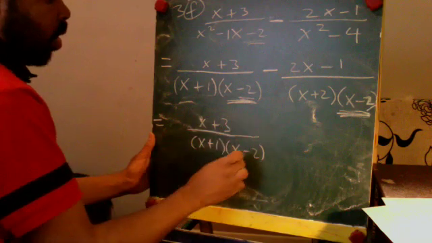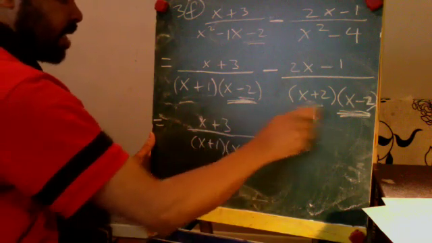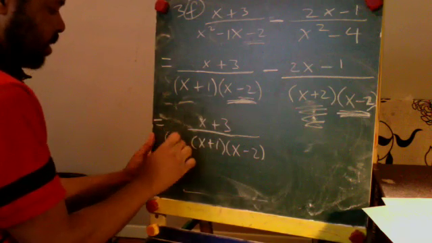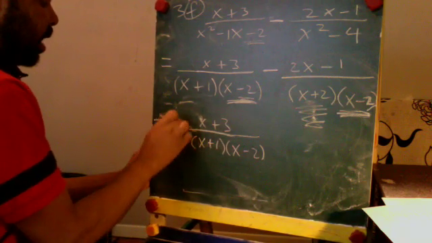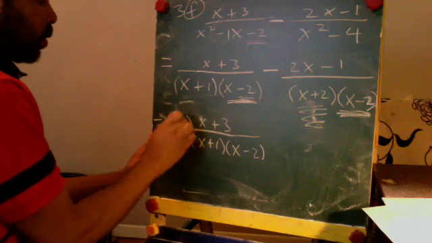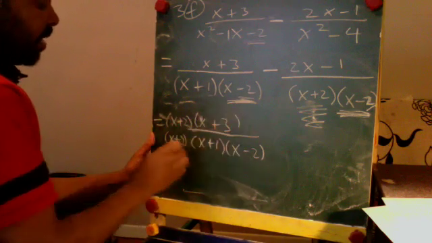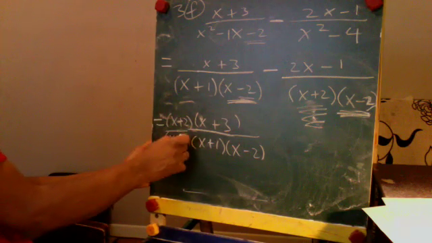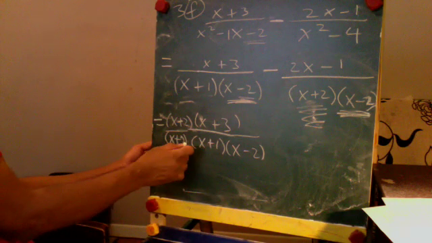And again, what is missing? I'm missing an x plus 2. So I want to write that here: x plus 2 times an x plus 2. Because the numerator is the same as the denominator in this case, what I just multiplied by doesn't affect the fraction. It doesn't change the fraction.